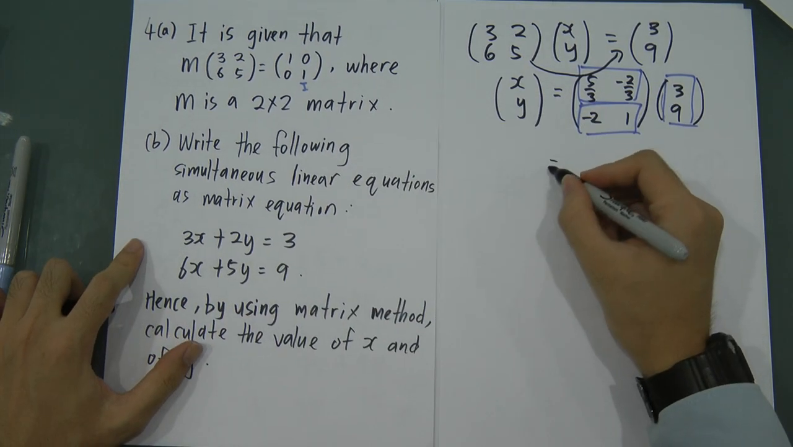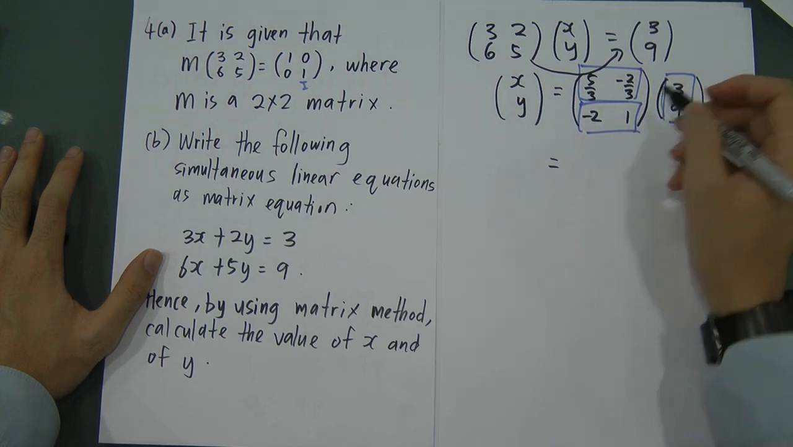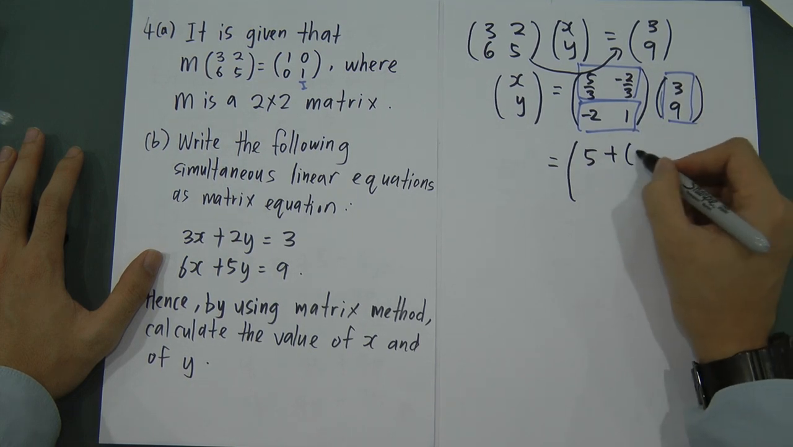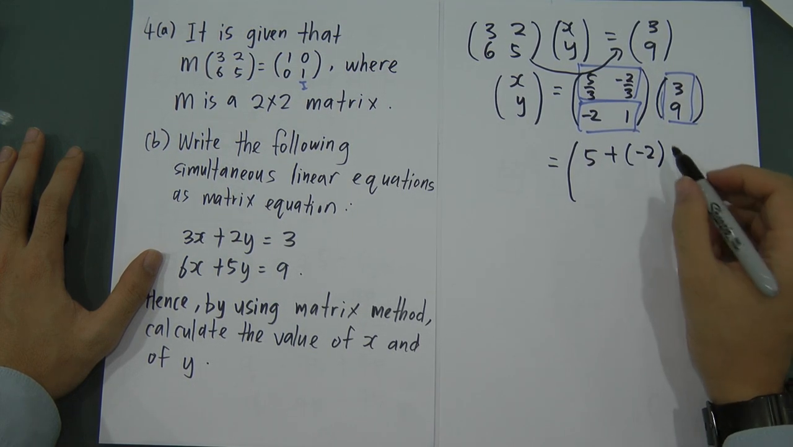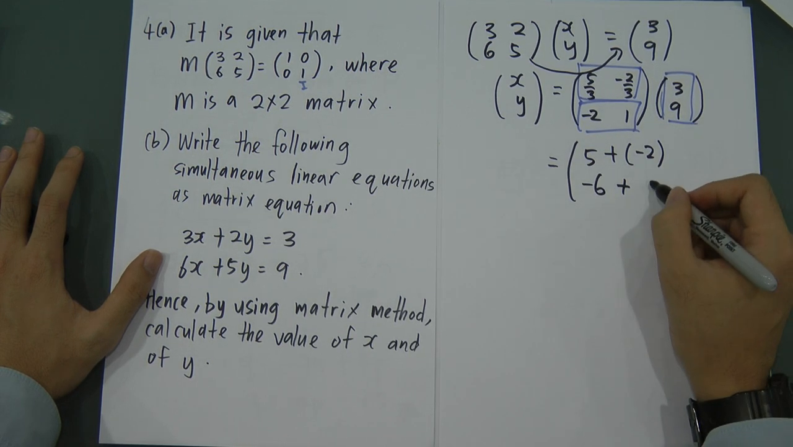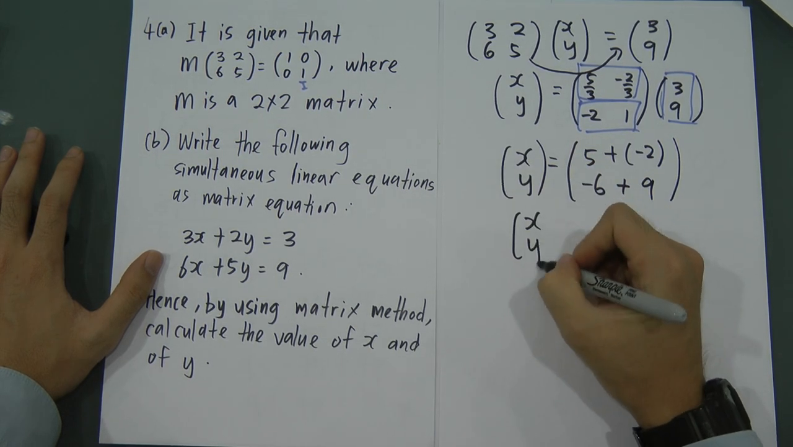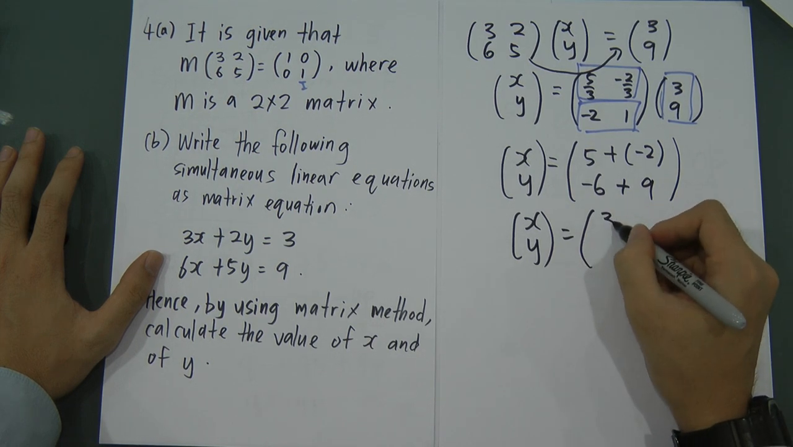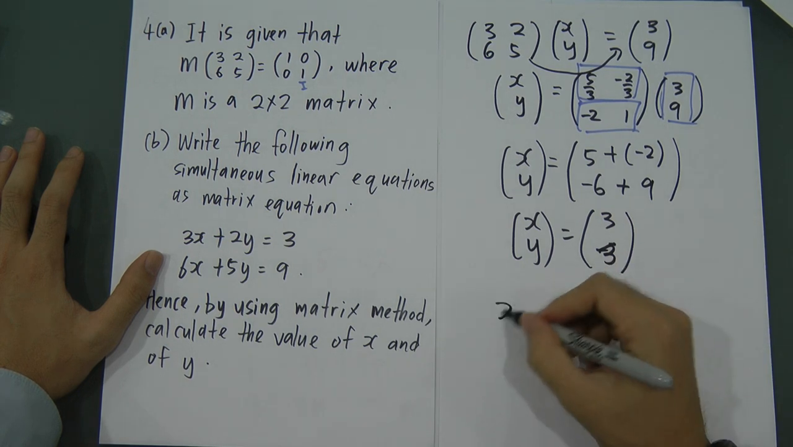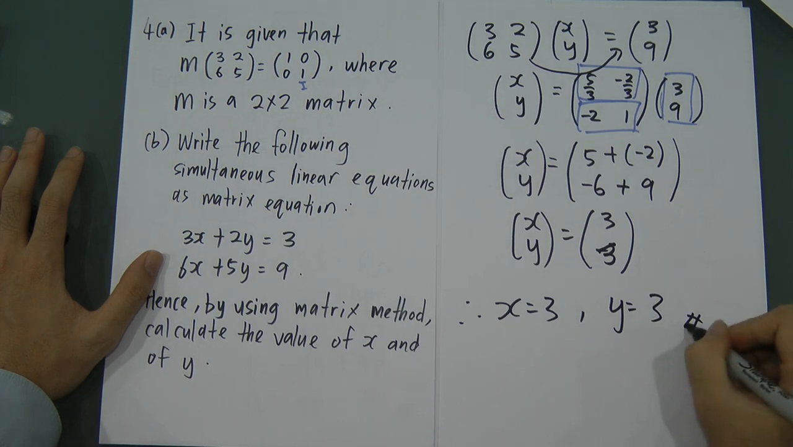Okay, so over here you will have to use something like: 5 over 3 multiplied by 3, I will get 5. Plus negative 2 over 3 multiplied by 3, I will get negative 2. And then negative 2 multiplied by 3, I will get negative 6. Plus 1 multiplied by 9, I will get 9. Therefore, what I will get for x, y is 3, and this is 3 also. So x equals 3, and y equals 3 as well. Solved.